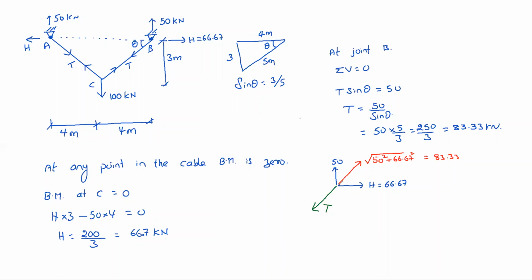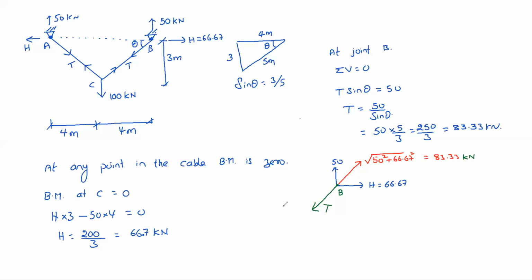This is joint B. Either at joint B or joint A, that resultant of the 50 and H, the reaction resultant, always acts in the direction of the cable, in line with that cable only. In the opposite direction, of course, in line of this cable only it acts. 83.33 kilonewtons. You can work that out like this also.